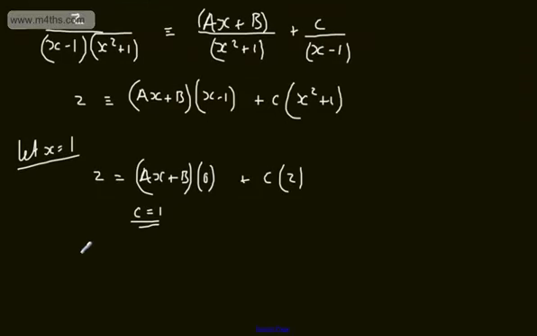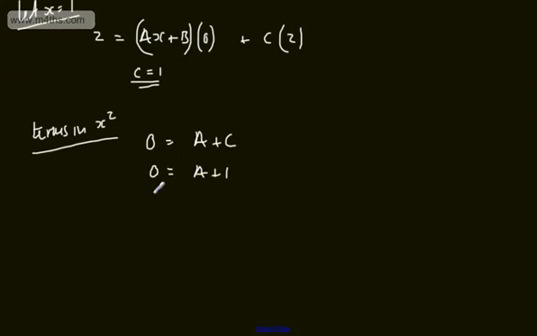So if we now look at terms, and we've got a choice, I'm going to start with terms in x². On the left hand side we've got 0. On the right hand side, if I expand this out, I've got ax² plus cx². So I can say a + c is equal to 0. Now we already know that c is 1, so 0 is equal to a + 1, and we can see from here that a will be equal to −1.